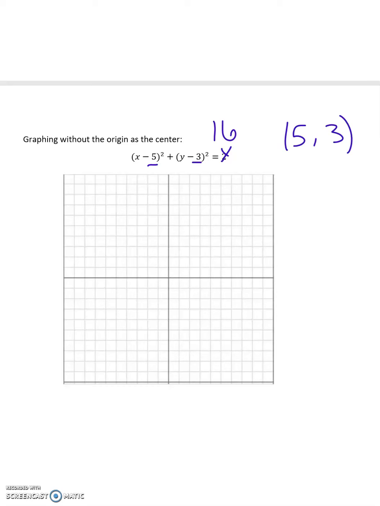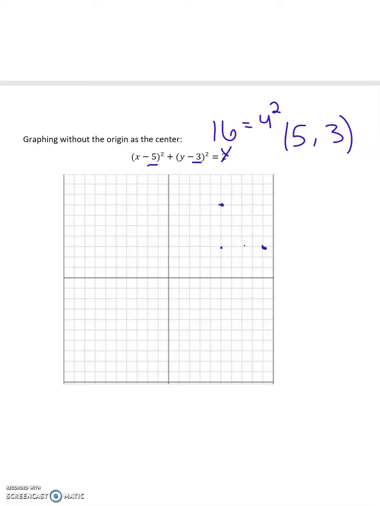So I'm going to count over to the right 5 and up 3. So that is my center. So now from there, my radius 16 equals 4 squared. So my radius is going to be 4. So now from my new center point, I'm going to count to the right 4 spaces.